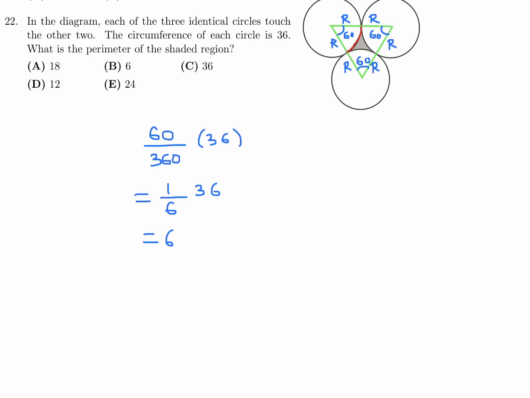Well, the perimeter of that shaded region is 3 of those arcs, correct? So therefore, the perimeter of that shaded region would be 3 times 6, and that is 18. So number 22, the answer is A.